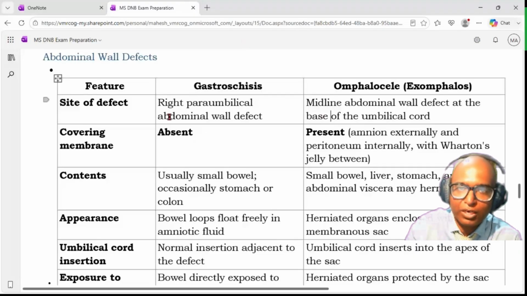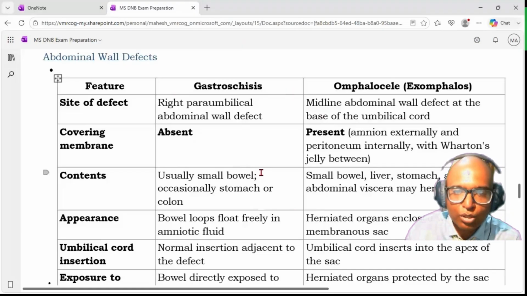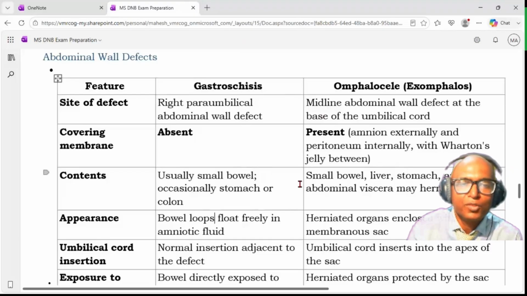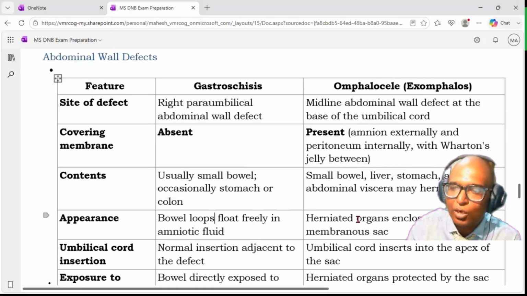Another important point for gastroschisis, it has a good prognosis and it is generally not associated with chromosomal abnormalities, while omphalocele is associated with chromosomal abnormalities. Prognosis is good with gastroschisis, while prognosis is not good with omphalocele. Okay, so the appearance is bowel loops floating freely in the amniotic fluid. Here you get herniated organs which are enclosed within the membranous sac.